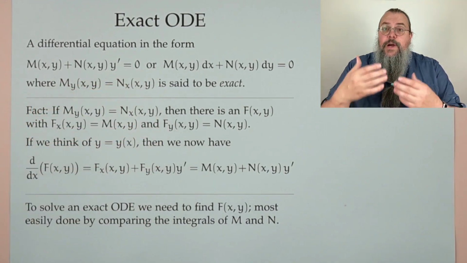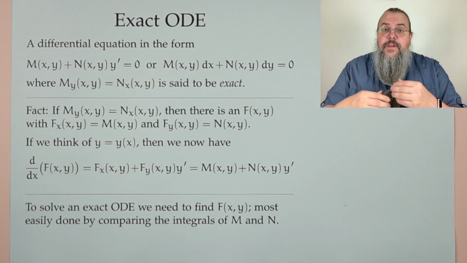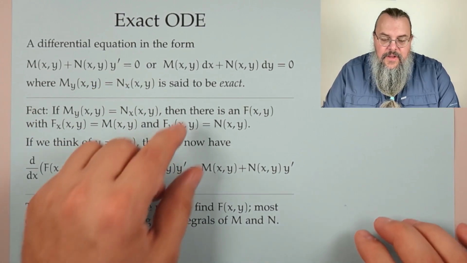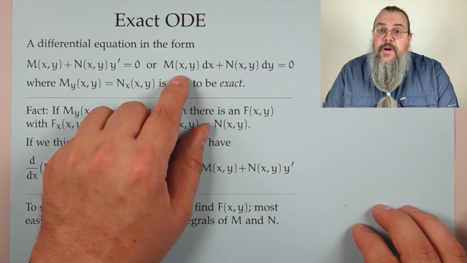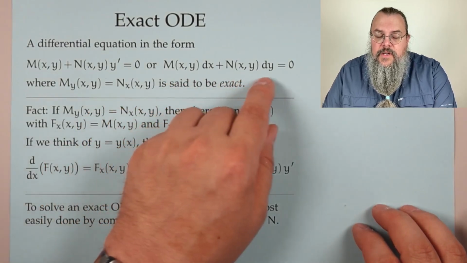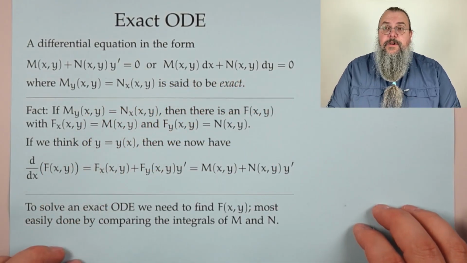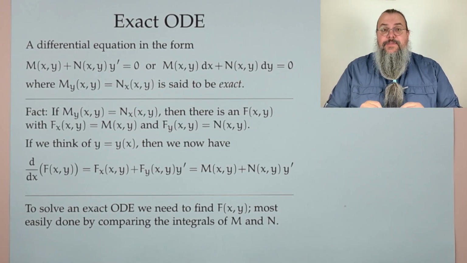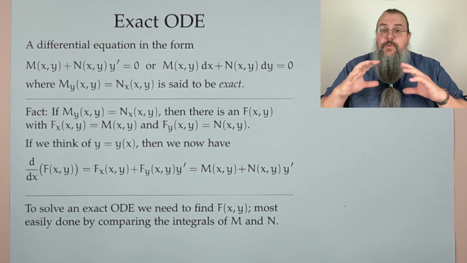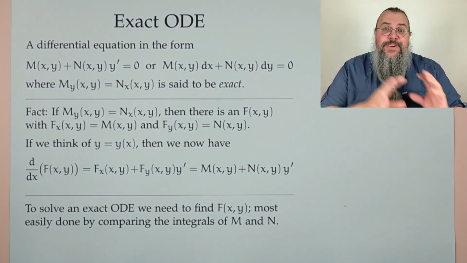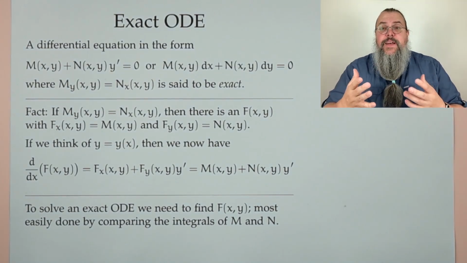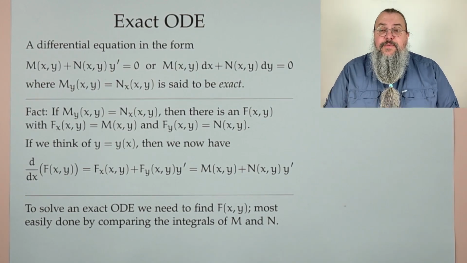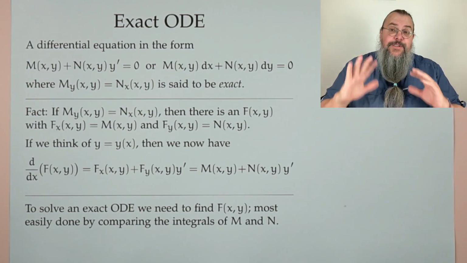Now if you think of y prime as dy over dx and multiplied by dx, you can also write this as M of x,y dx plus N of x,y dy equals 0. Now, there's a special condition that needs to be satisfied. And we phrase this in terms of what's known as partial derivatives. So if you've had multivariable calculus, you've encountered partial derivatives before. If you haven't, here's what you need to know.